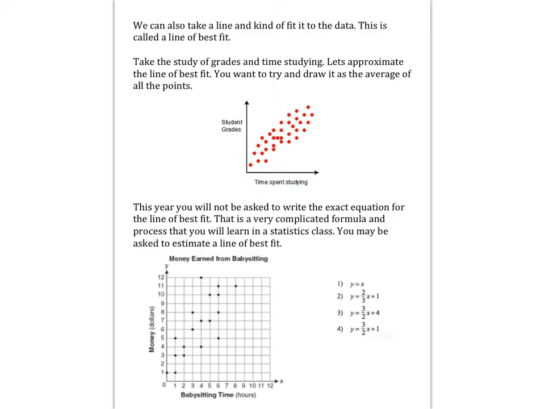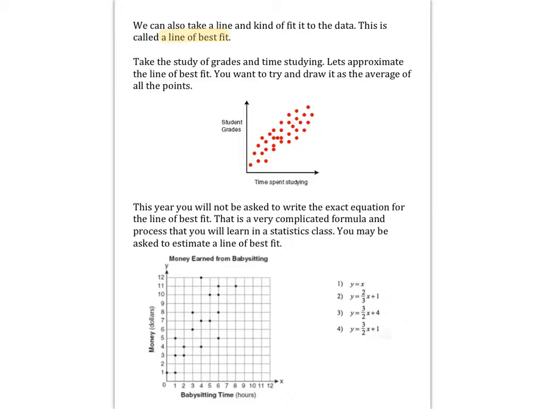We can also take a line and kind of fit it to the data. This is called a line of best fit. So we will look at the grades and time studying that we looked at for a positive correlation on the last slide. Let's approximate the line of best fit. You want to try and draw it as the average of all the points. So as I draw in my line of best fit, I want to do my best with going in the middle and through as many points as possible.